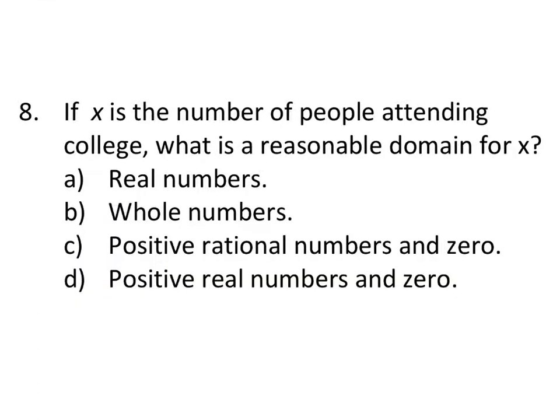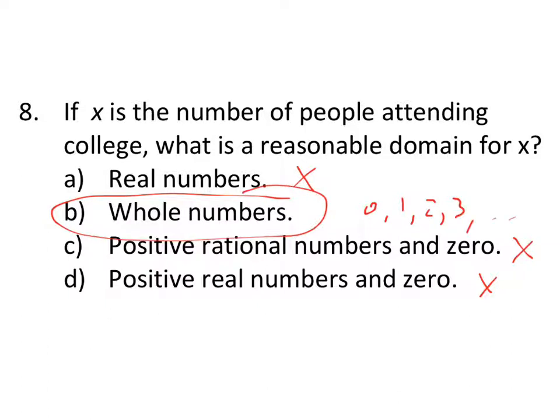X is the number of people attending college. Reasonable domain. All real numbers is out. You can't have a half of a person, which would be a real number. Positive rational numbers. Rational numbers are fractions, and real numbers are out, again. And that leaves us with whole numbers. Those are just the counting ones: 0, 1, 2, 3, etc.